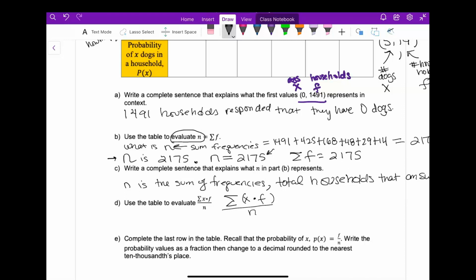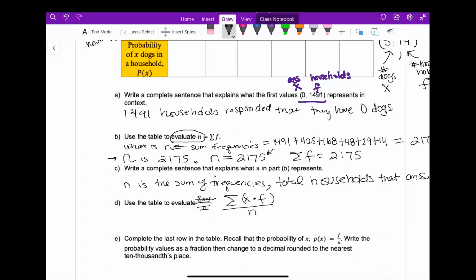We're going to multiply x times the frequency. And in order to do that, we need a set of parentheses. Right now, it does not have parentheses, so it tells us to do the sum of x just times f, and that would be overall one thing. So there's a big difference between having parentheses and not. So once again, this is a mistake. Let's go ahead and fix it.